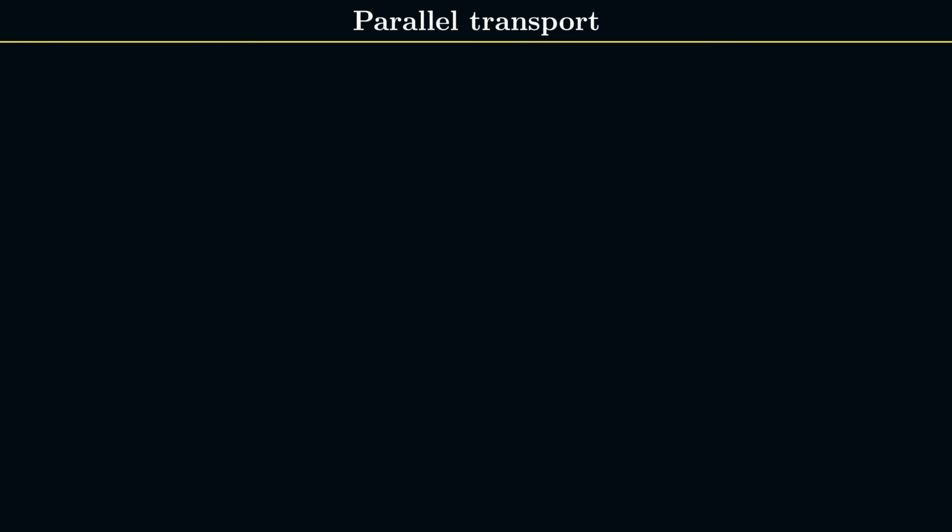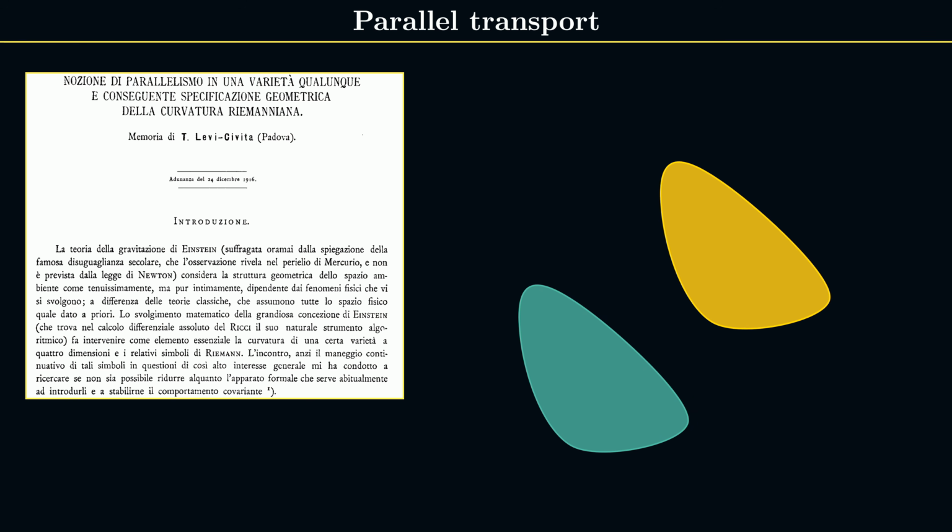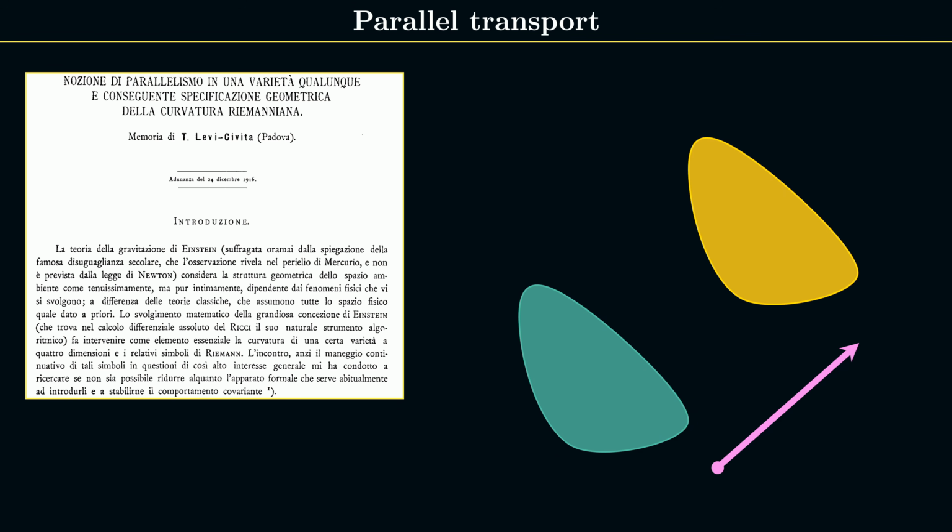Today, I want to talk about the idea of parallel transport, introduced by Tullio Levi-Civita in his 1916 paper. In Euclidean space, parallel transport is understood simply. It moves every point of a figure by the same distance, in the same direction. However, on curved surfaces, this concept requires a more subtle definition.